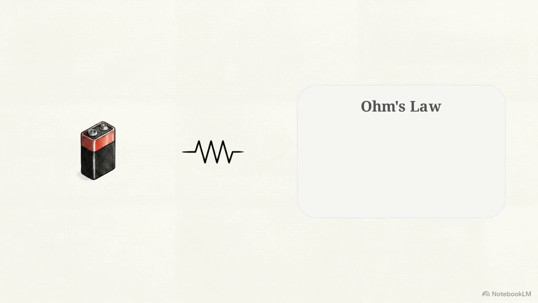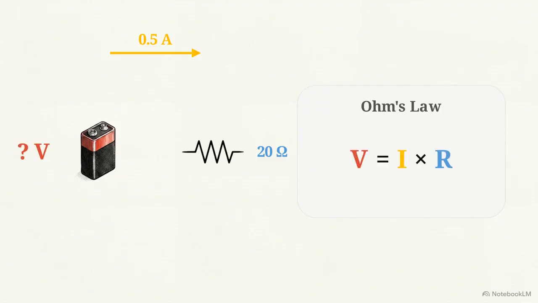Let's reverse the problem. In this circuit, we know the current is 0.5 amps, and the resistance is 20 ohms. The voltage is unknown. To find voltage, our formula is I times R. Multiplying 0.5 by 20 gives a required voltage of 10 volts.